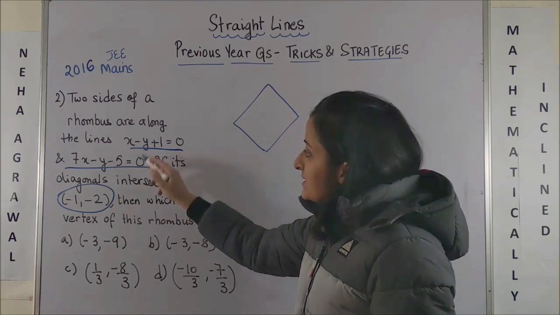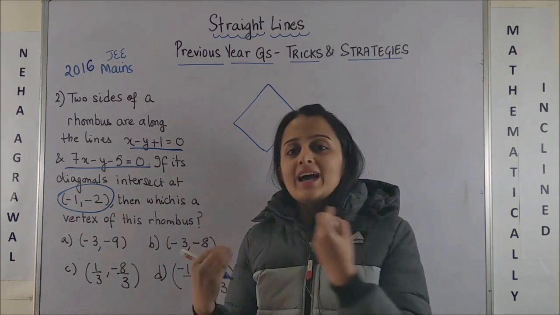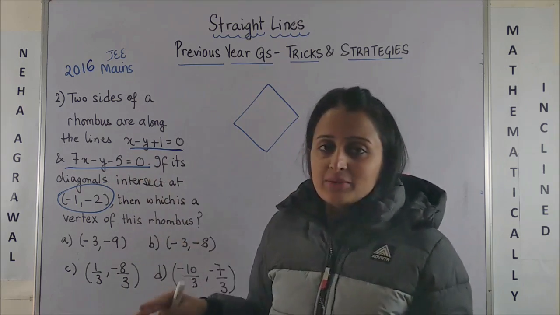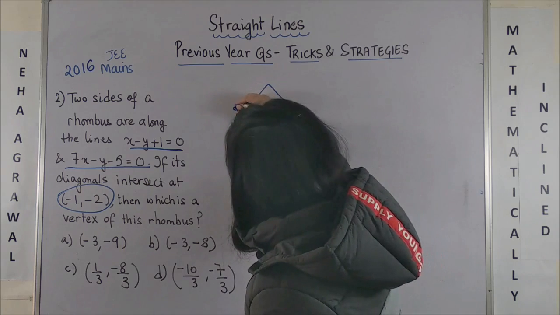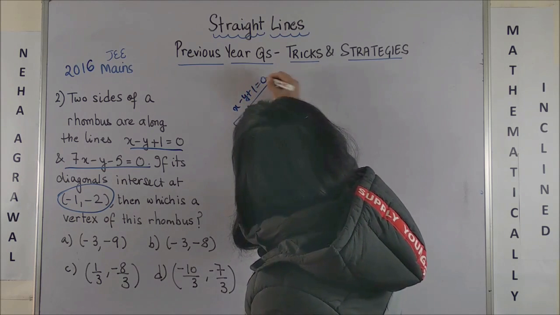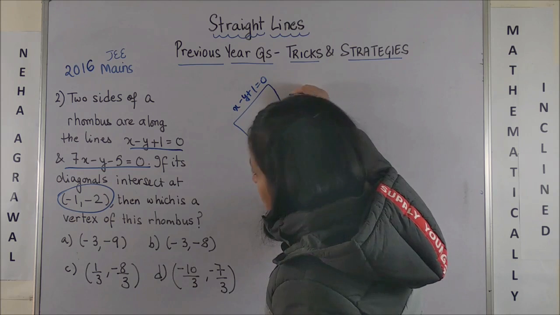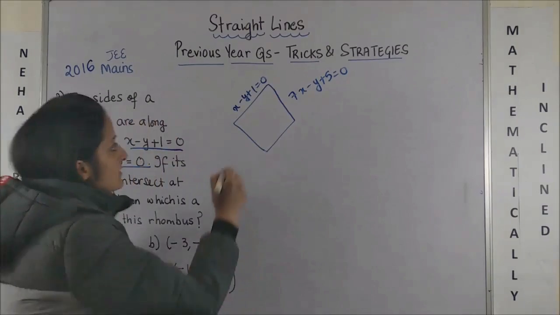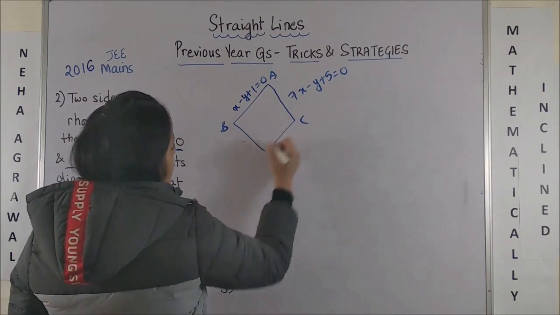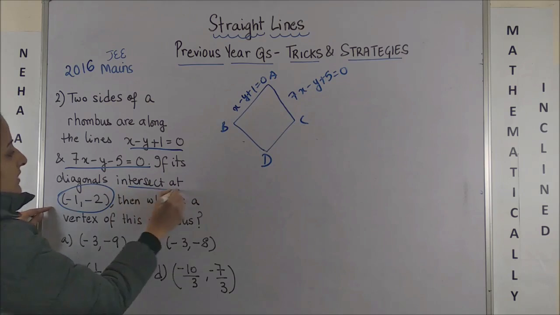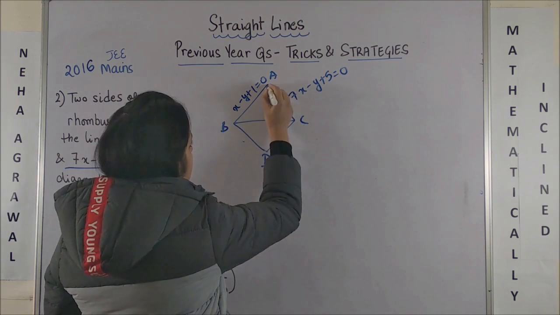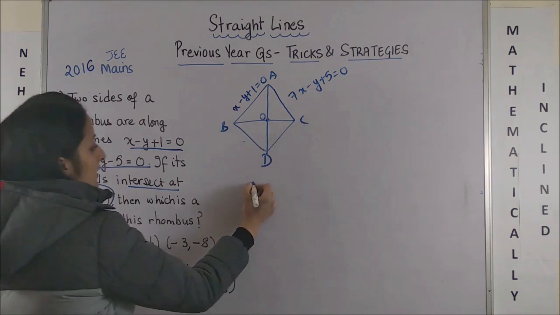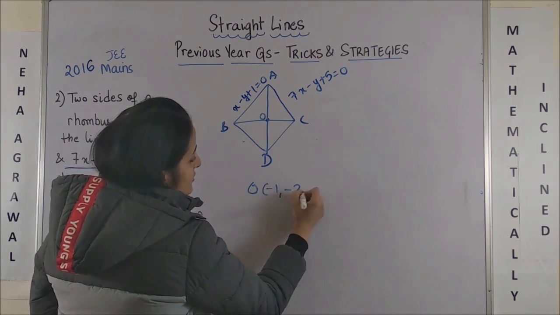Now please see, since these two equations are not parallel. How are they not parallel? Because their slopes are unequal. So that means they qualify to be the adjacent sides of a rhombus, right? So these two are the adjacent sides of a rhombus. Now you are already given that its diagonals intersect at this point. So this point O is given to be (minus 1, minus 2).